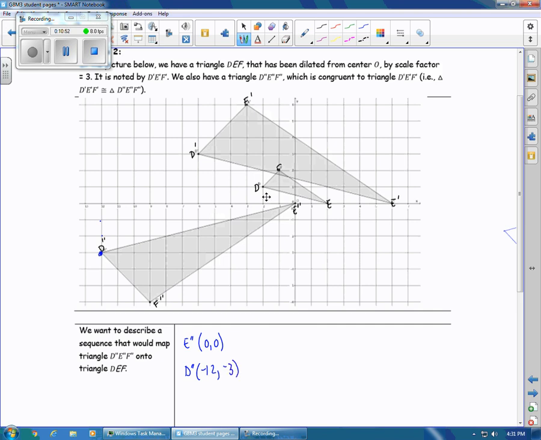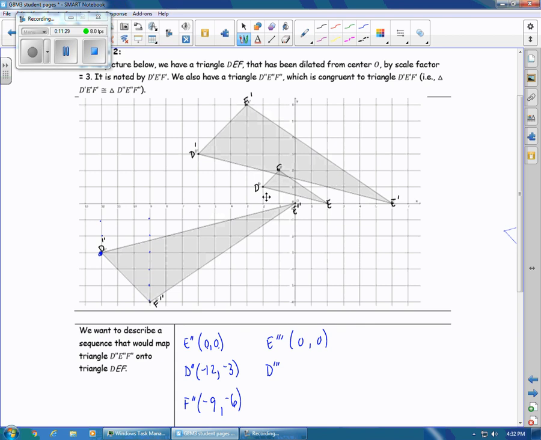And then F double prime is at negative 9, negative 6. Okay. So if I am shrinking each of these coordinates by a third, I can think in my head that I'm dividing by 3, but I'm really multiplying by a third. So anything multiplied or divided by 0 is still going to be 0. So E triple prime is still going to be at 0, 0. That's the easiest math we're going to do all day.